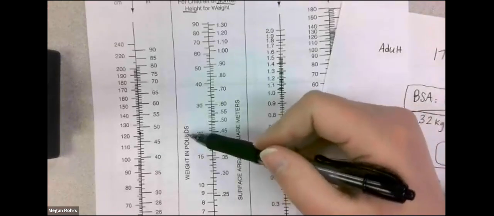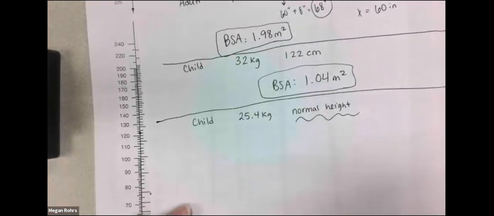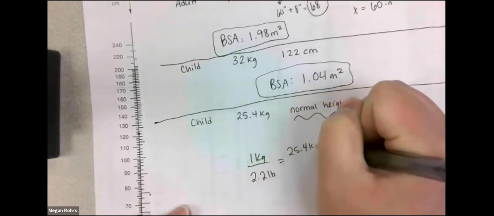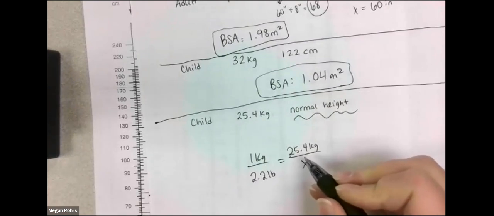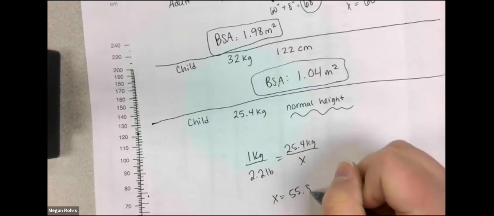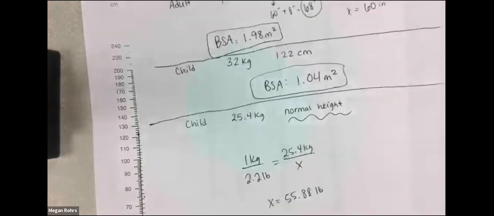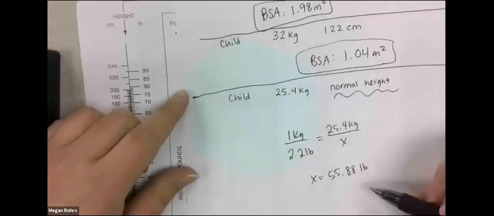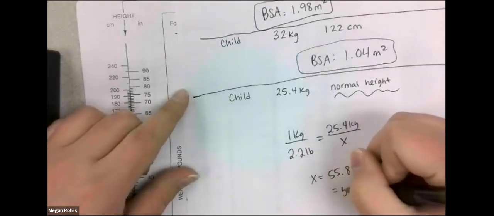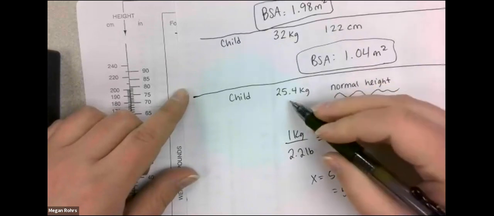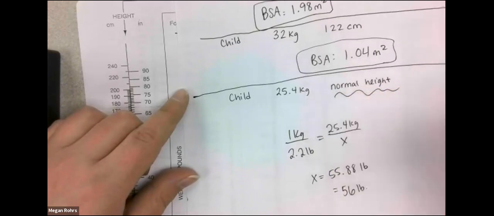This says weight in pounds. So I need to convert this first. So remember, 1 kilogram is 2.2 pounds. Set that equal to 25.4 kilograms. So 25.4 times 2.2, that gives us 55.88 pounds. So we can see, you know, this isn't going to be able to read that accurate, so I'm probably just going to round that to 56 pounds. So this 25.4 kilograms is equal to 56 pounds.